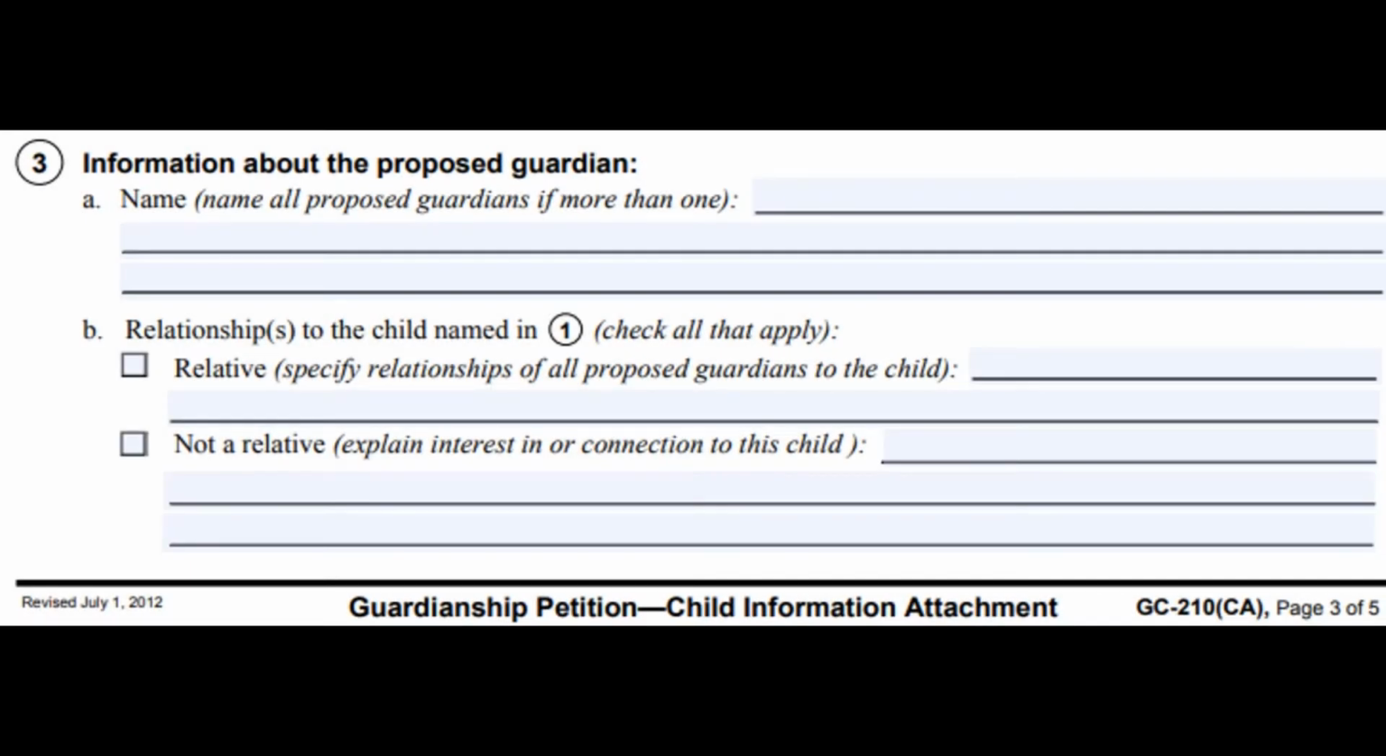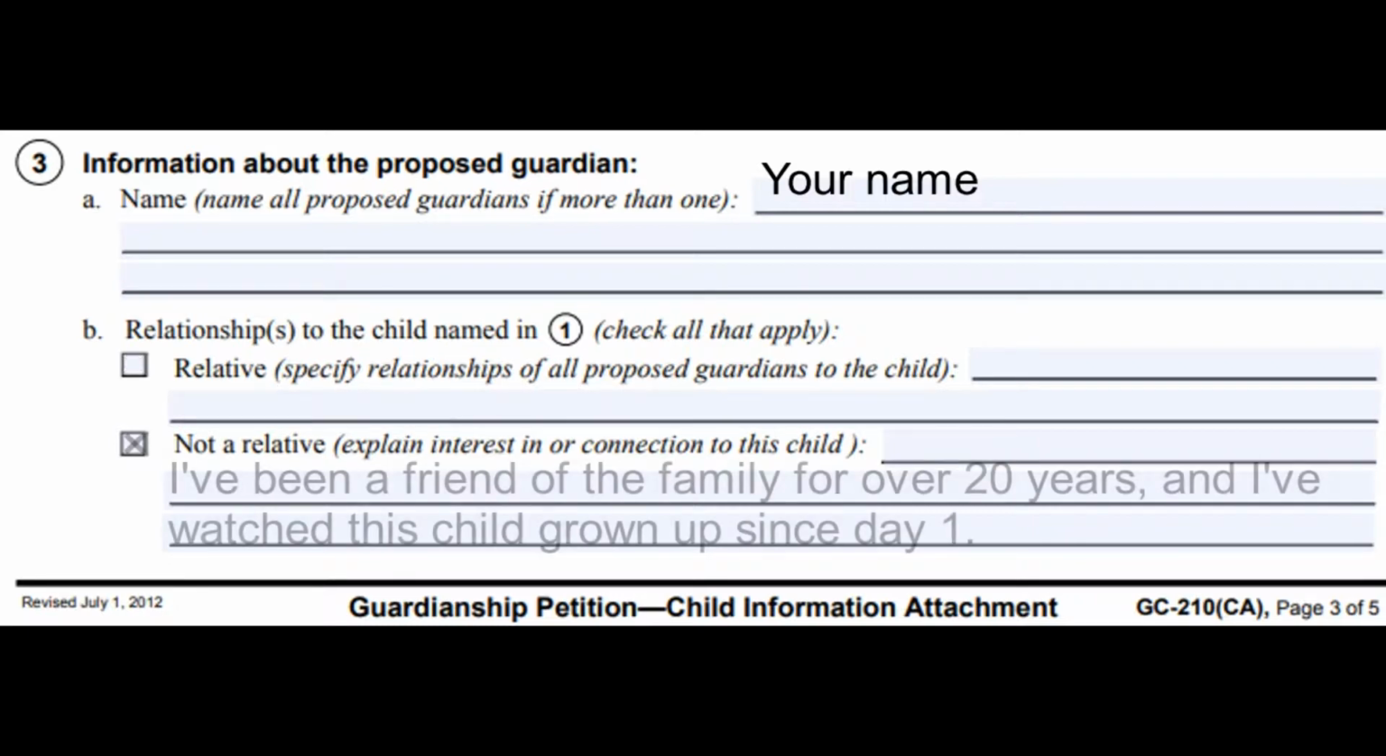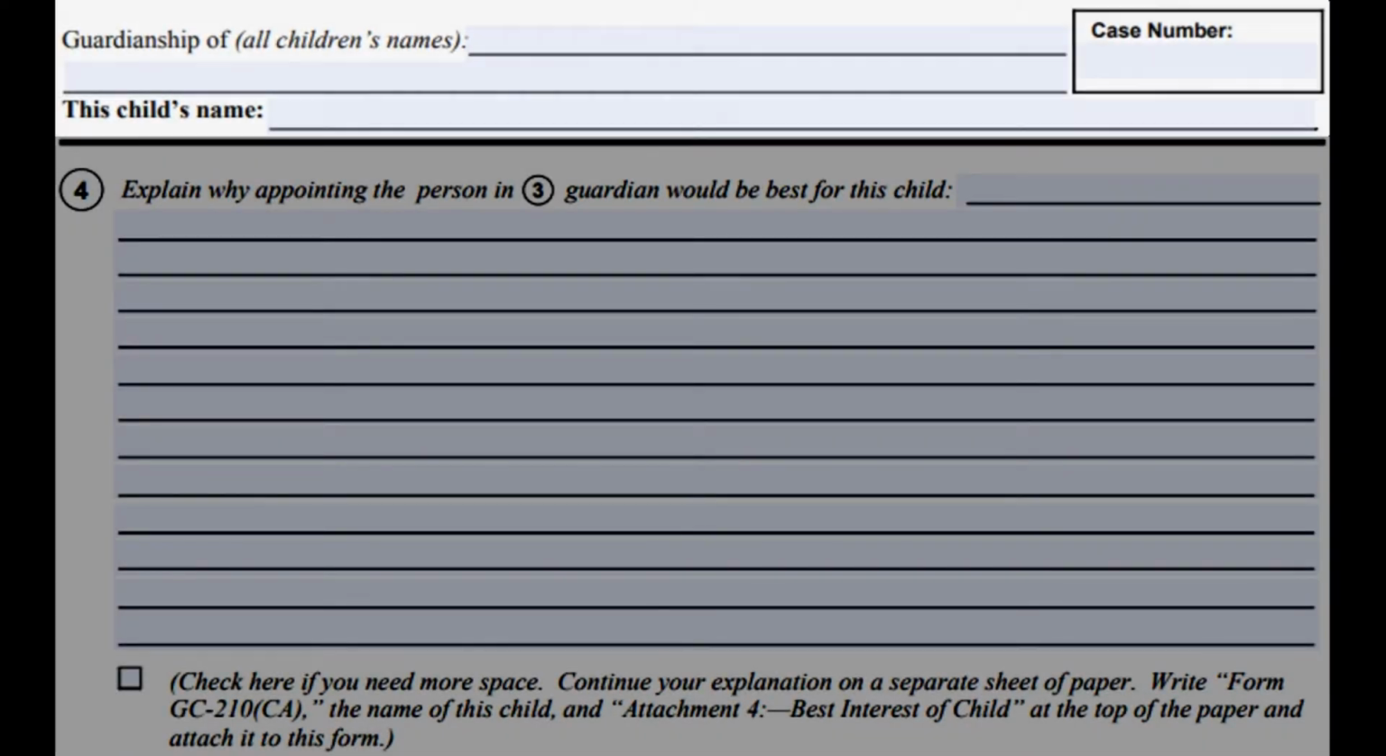On number 3, write your name in letter A and check one of the 2 boxes in letter B, and write down your relationship to the child, or if no relationship, your interest in or connection to this child. On the fourth page, list all of the children's names that you are filing guardianship for on the first line. On the second line, write in the child this GC210CA is for.